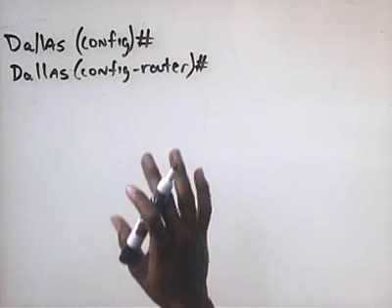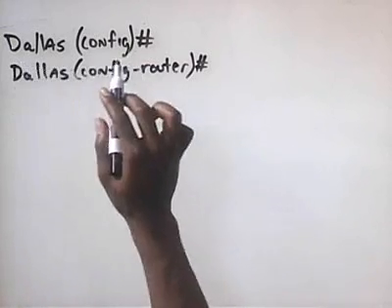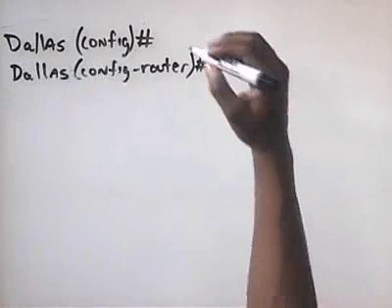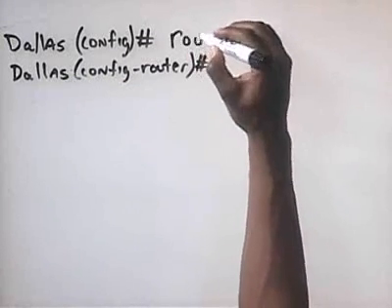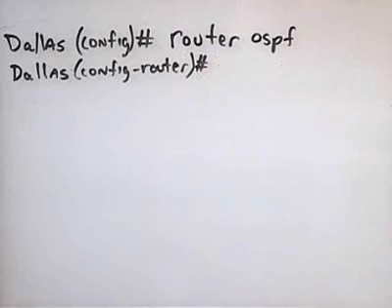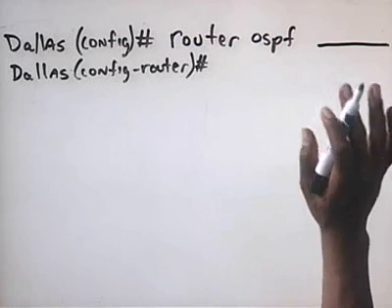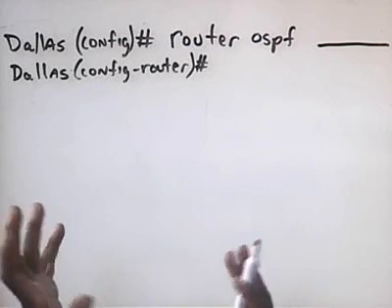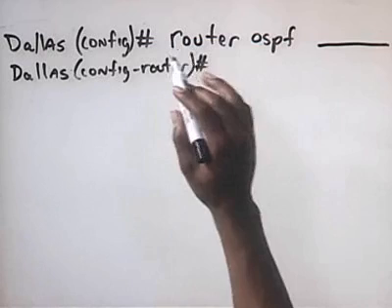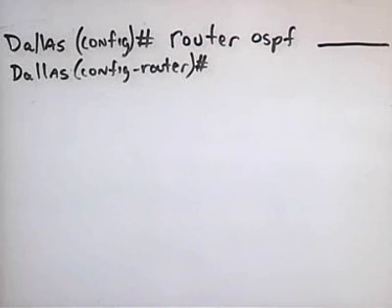Now let's take a look at how to configure OSPF. To configure OSPF for a single area, note here we're starting at the global configuration prompt, and we want to issue the command router OSPF, and then we'll use a special keyword here called the process ID. The process ID simply differentiates one OSPF process on your router from another OSPF process on the router.